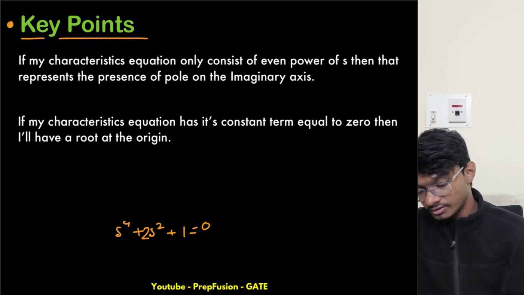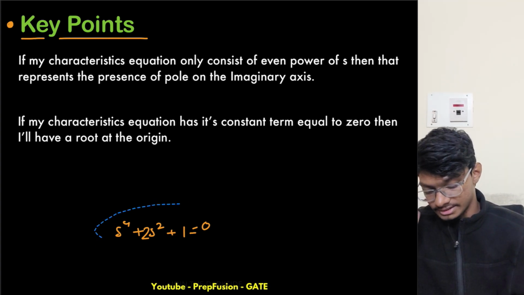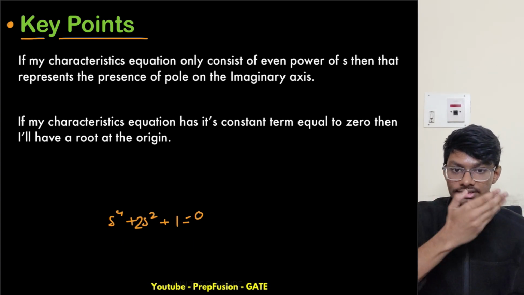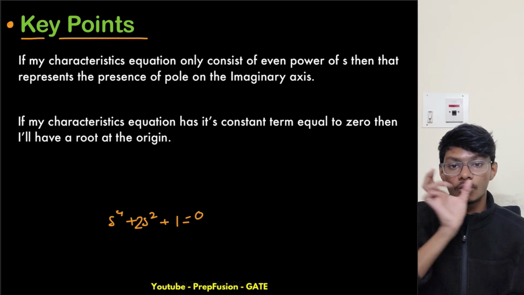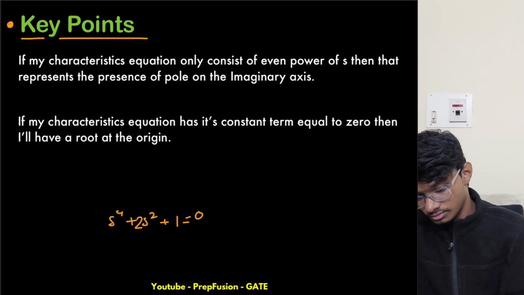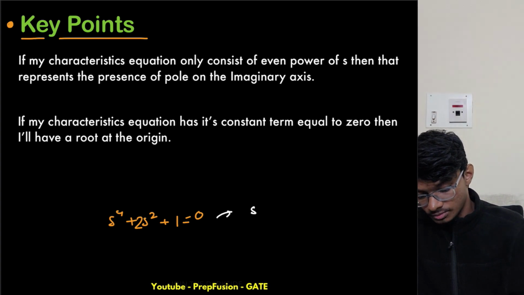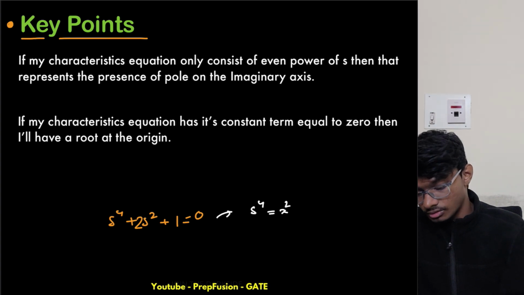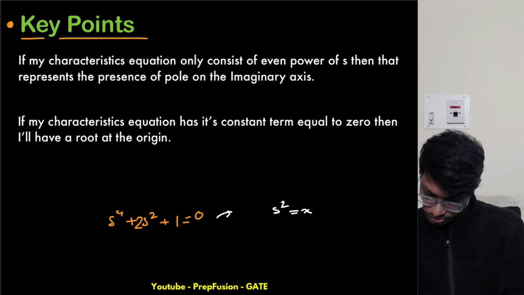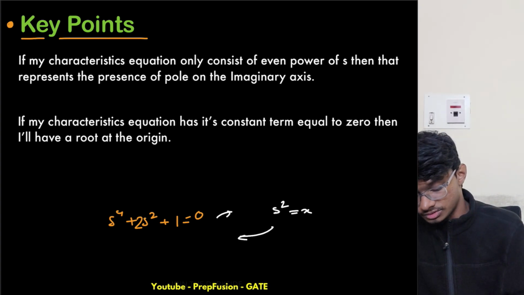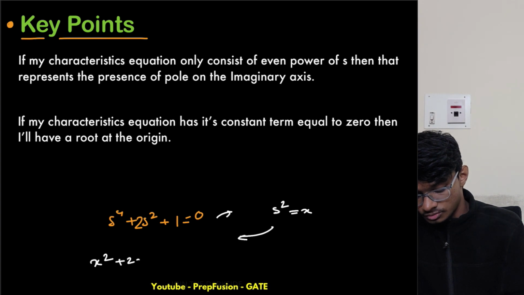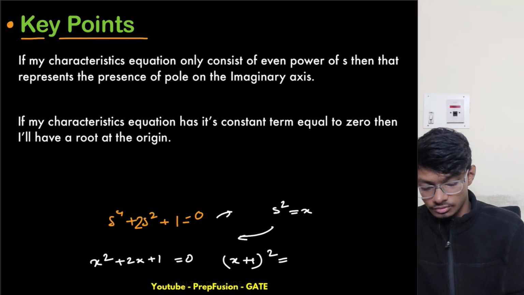So what I can do, I can convert my s square equals to x. Then this will become a quadratic equation. So s to the power 4 equals to x square, right? And s square equals to x. So I will convert this in this equation. This will become x square plus 2x plus 1 equals to 0. So this will become x plus 1 whole square equal to 0.